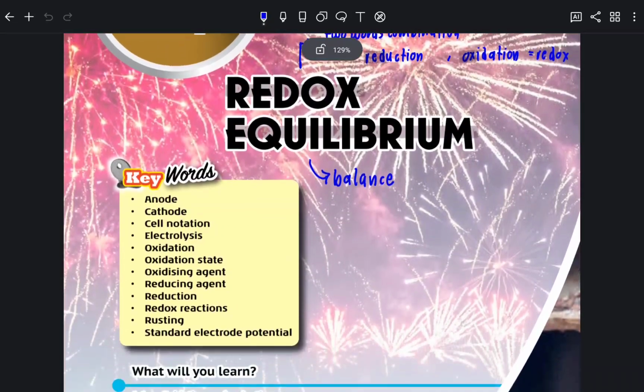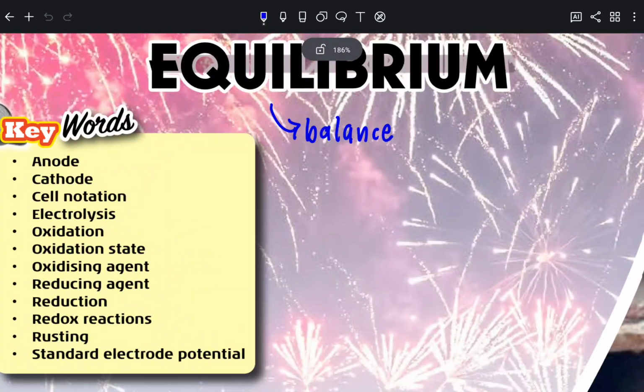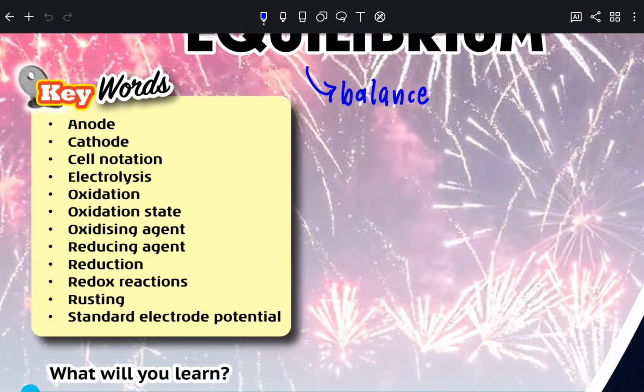Next, what are the keywords in this chapter? The keywords are a lot in this chapter. You have anode, cathode, cell notation, electrolysis, oxidation, oxidation state, oxidizing agent, reducing agent, reduction, redox reaction, rusting, and standard electrode potential. Don't worry if you don't understand the keywords, but the main keyword here is anode. Sometimes they call it anode, sometimes they call it negative terminal.